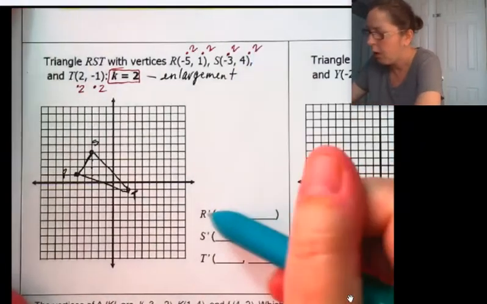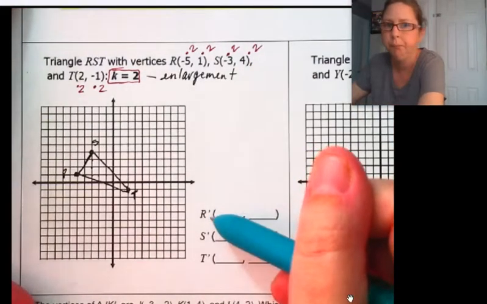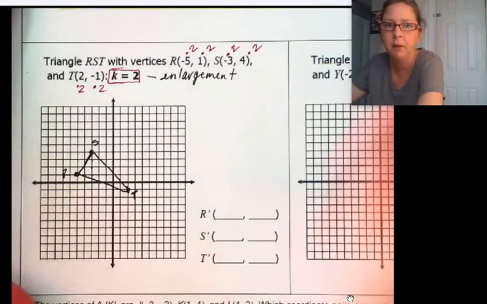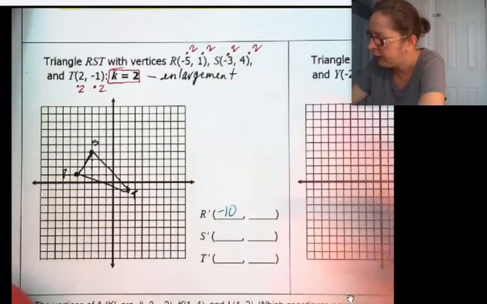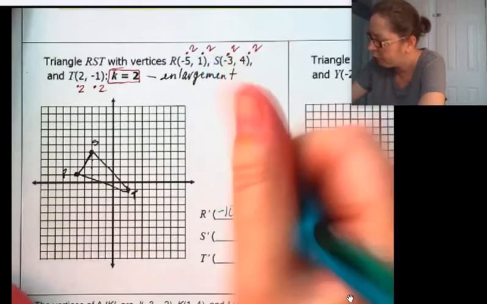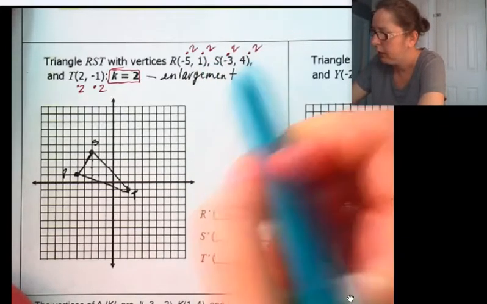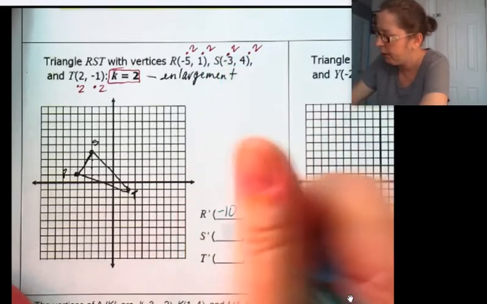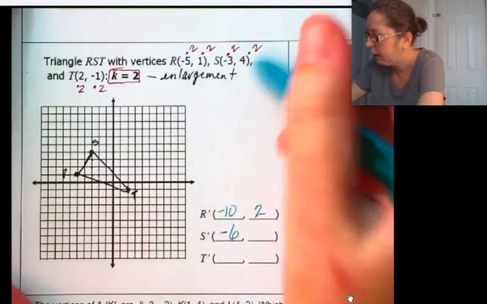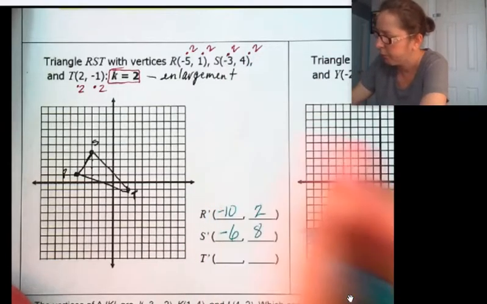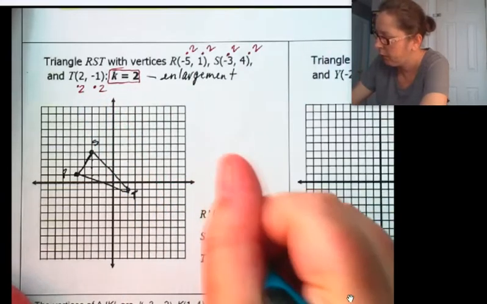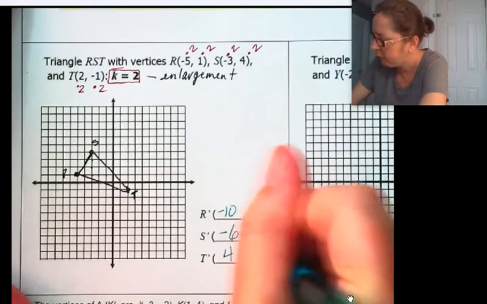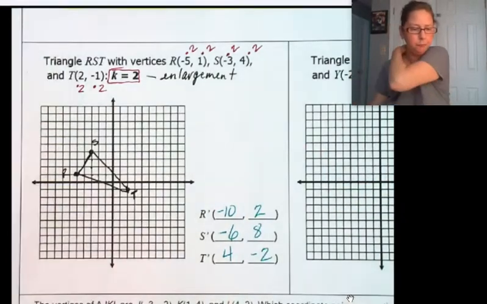All right, so R prime is, remember, that's how I say that with the tally. -5 times 2 is -10. 1 times 2 is 2. S prime, -3 times 2, and 4 times 2. And then T prime, 2 times 2 is 4. -1 times 2 is -2. So these are the ordered pairs.